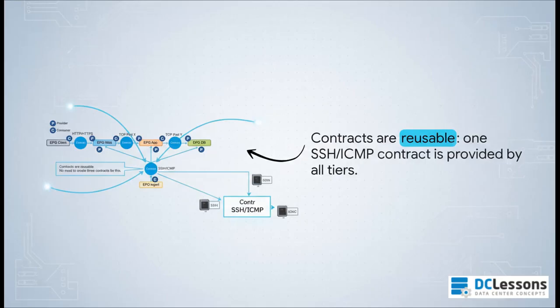Now this is where it gets really efficient. Check out the bottom of the diagram. We've got a single management EPG that needs to manage all 3 tiers using SSH and ICMP. Instead of making a separate rule for each one, which would be a huge pain, you just create one contract for SSH and ICMP. Then the web, app, and DB EPGs all provide that same contract. Bam! One and done. Super clean and so much easier to manage.